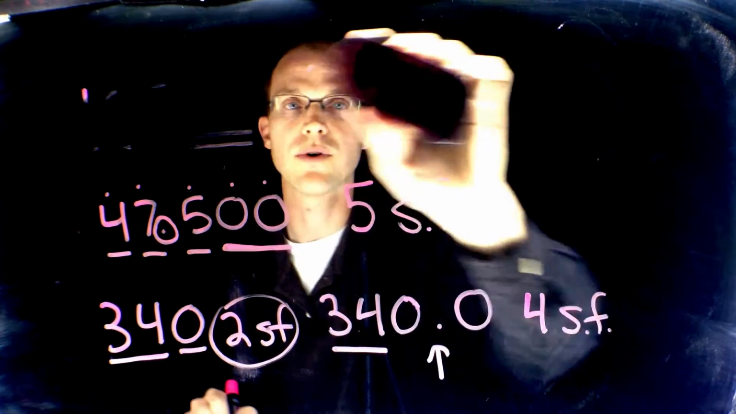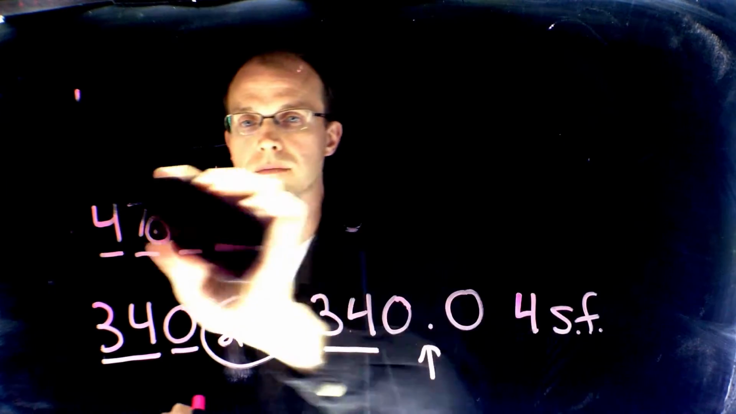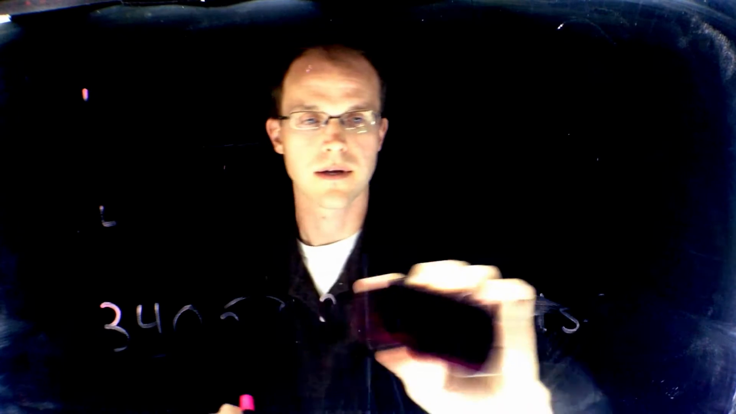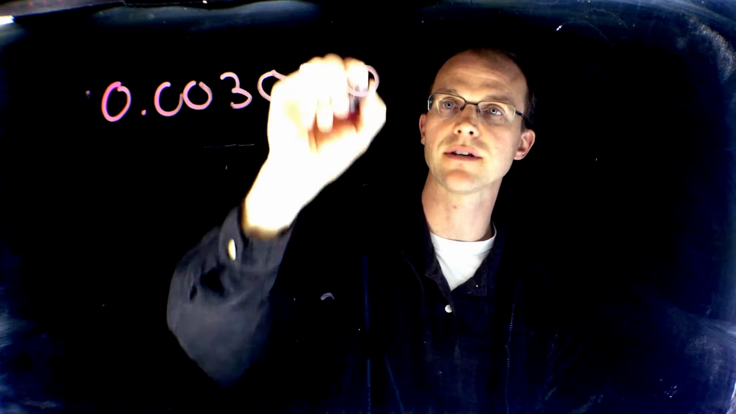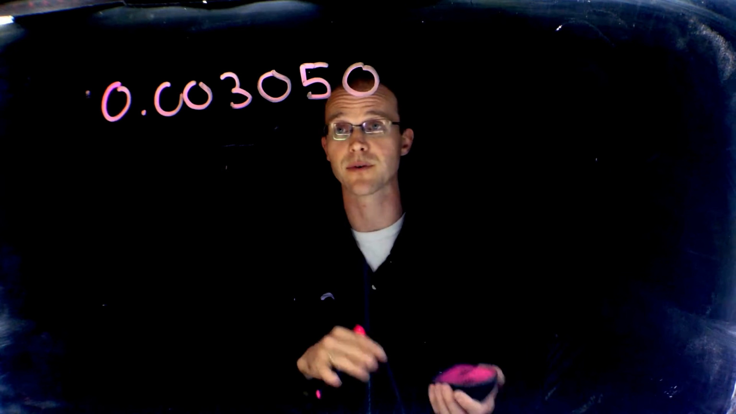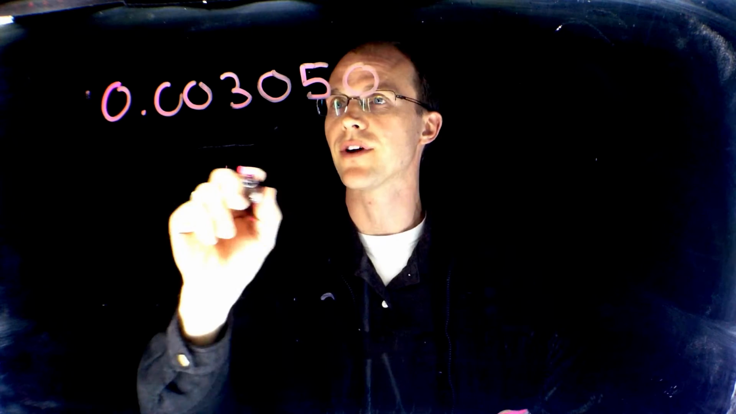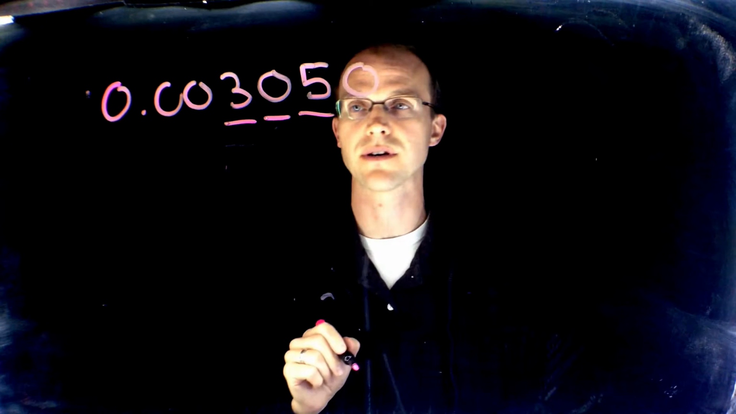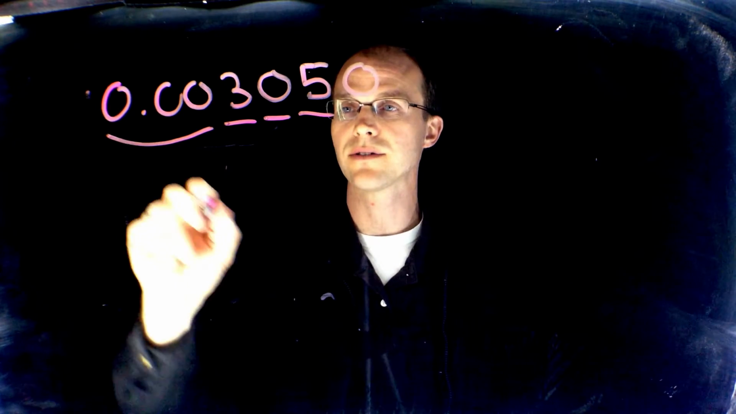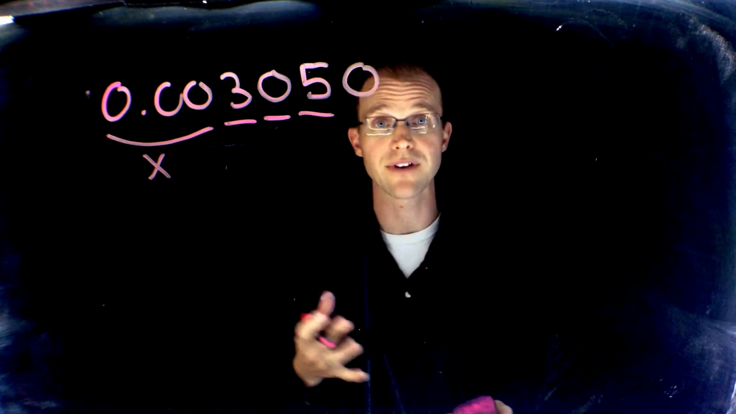Okay, let's do some more examples. What about if we have a number like, let's say, 0.003050. Here we've got lots and lots of zeros that we have to worry about. All the different zero rules are here. So what do we know? Well, we know the 3 and the 5 are significant. We know this sandwiched zero is significant. These leading zeros, not significant, because leading zeros are never, ever, ever significant.